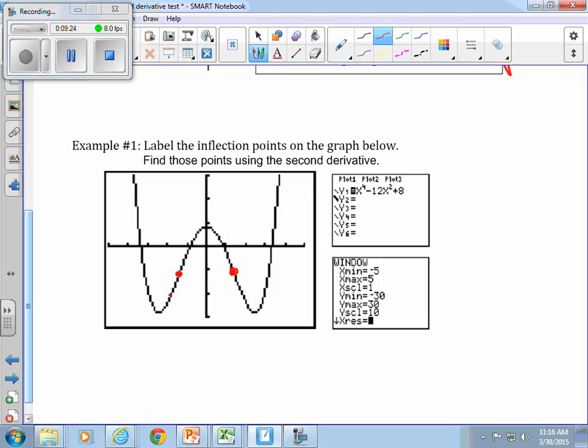So let's find where the somewheres are. It does give us a function. It's x to the 4th minus 12x squared plus 8. If I want to find points of inflection and concavity, where do I go with my function? Second derivative, which means I have to find the first derivative first.